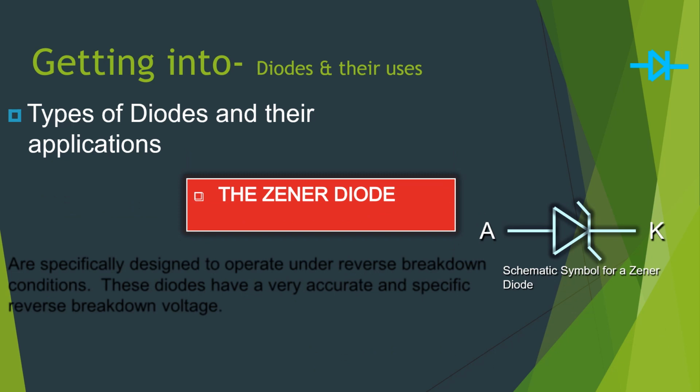Moving to the next part, the Zener diode. The Zener diode is specifically designed to operate under reverse breakdown condition. These diodes have a very accurate and specific reverse breakdown voltage. There is also a schematic symbol for a Zener diode.